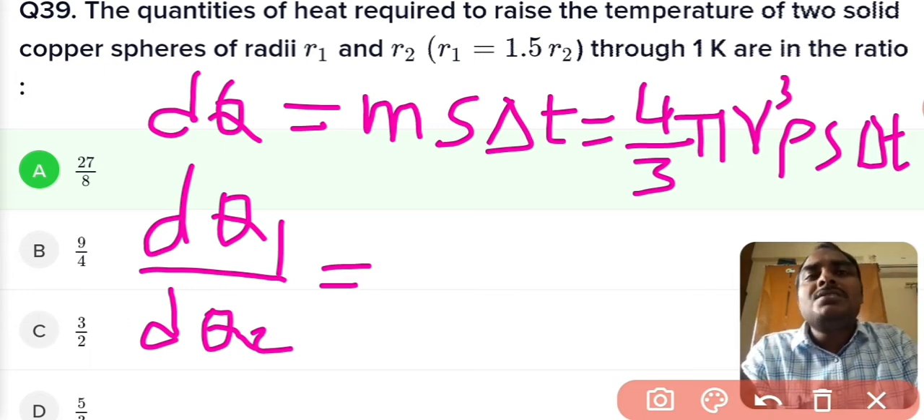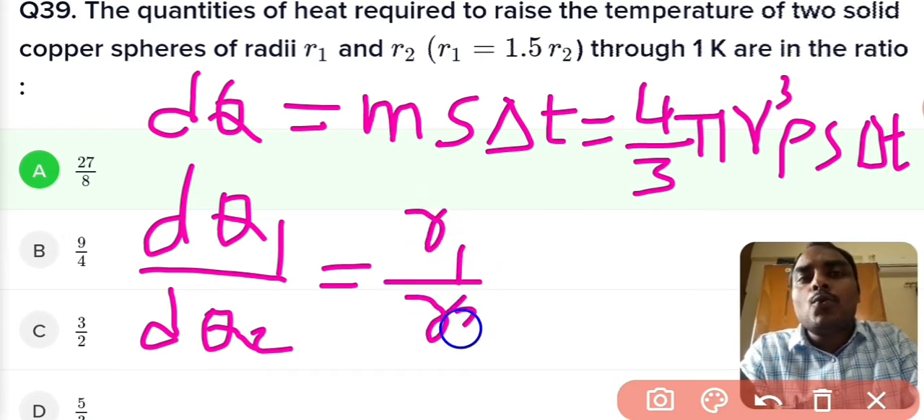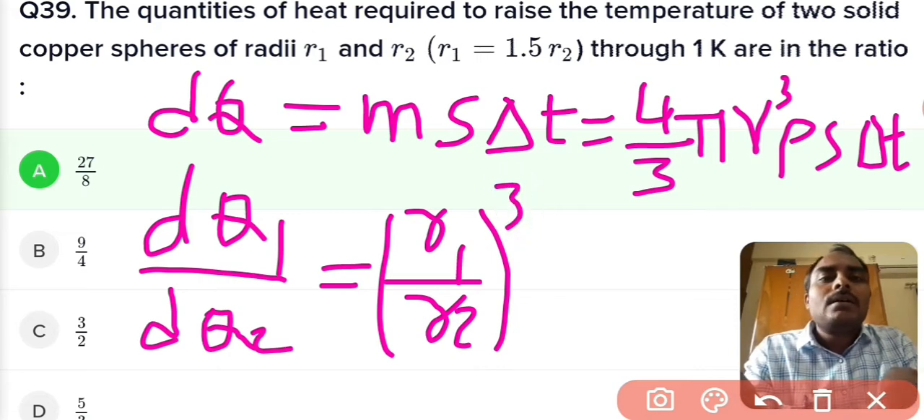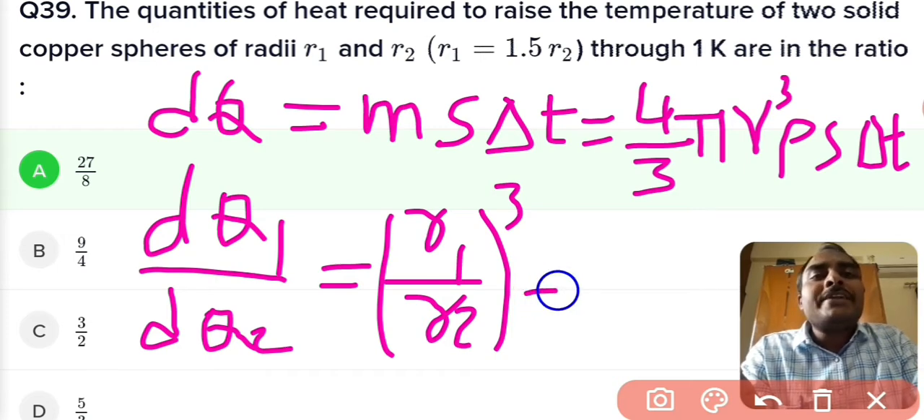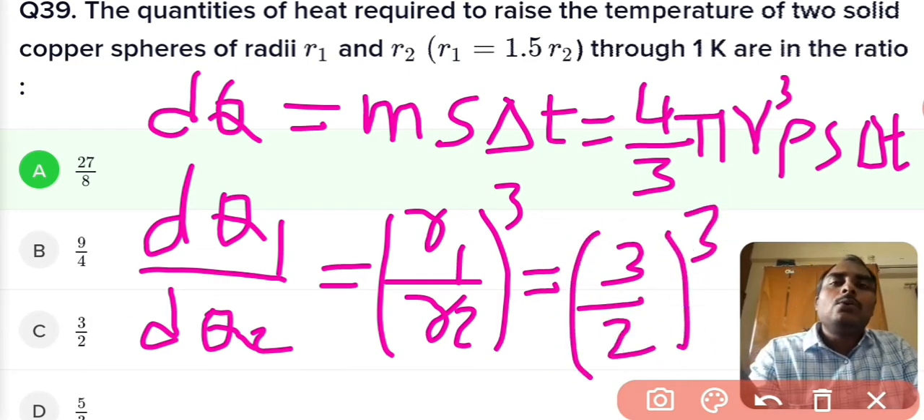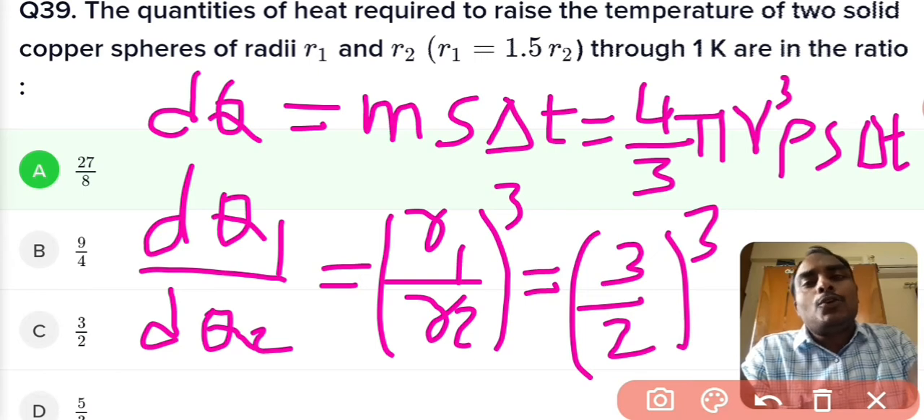So here r cube is there, then we can write R1 by R2 whole cube. Then R1 value is given 1.5 R2. So R1 by R2 can be written 3 by 2, 1.5 can be written 3 by 2, whole cube. So 3 by 2 whole cube can be written 3 cube 27, 2 cube 8. 27 upon 8. So option A is the correct option.